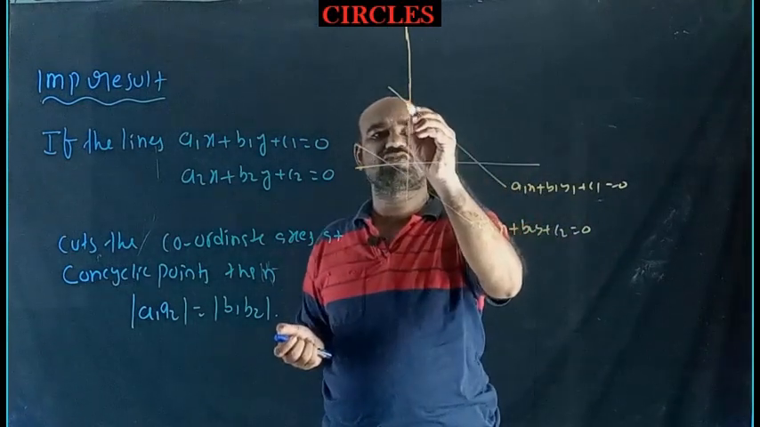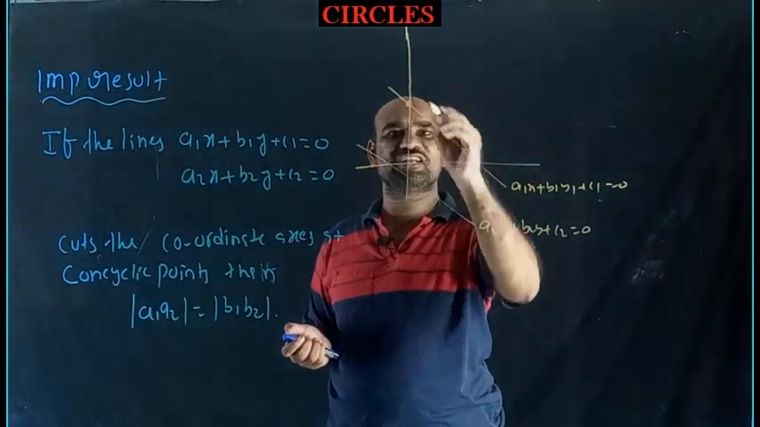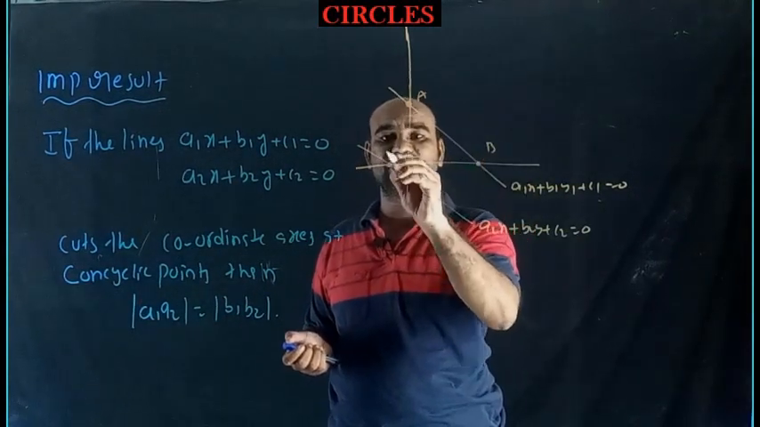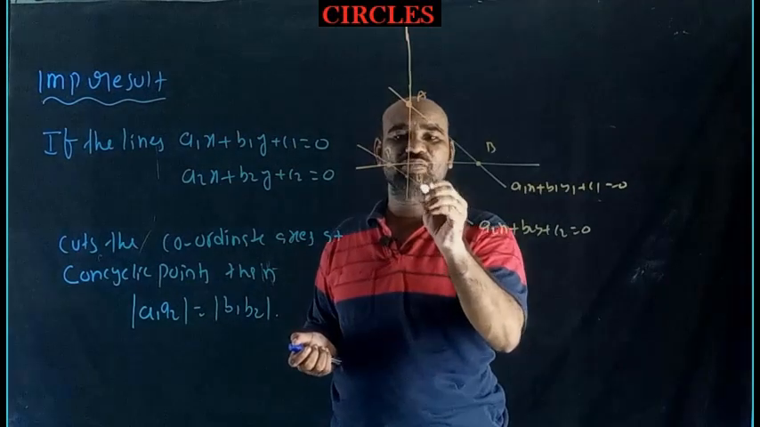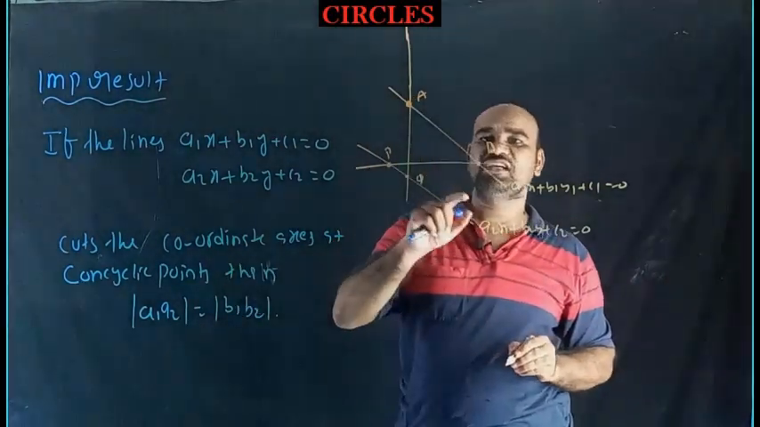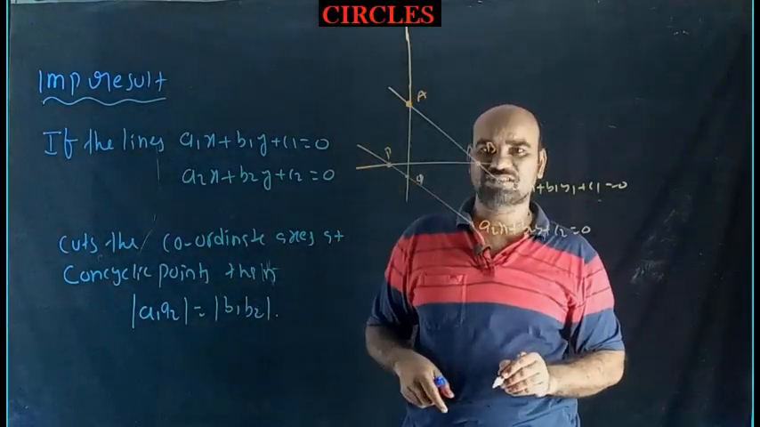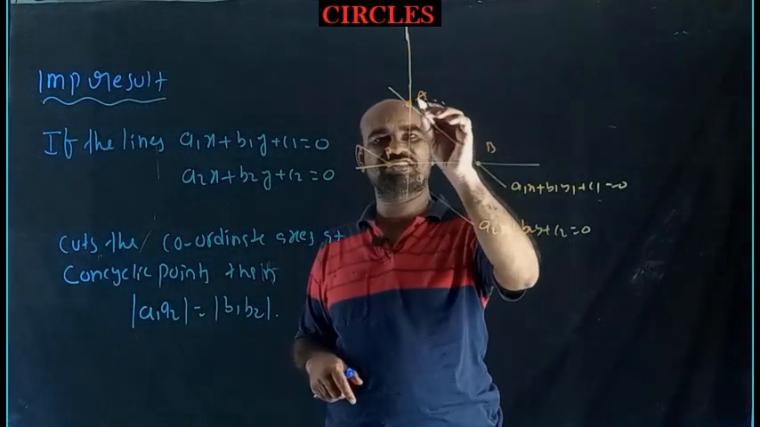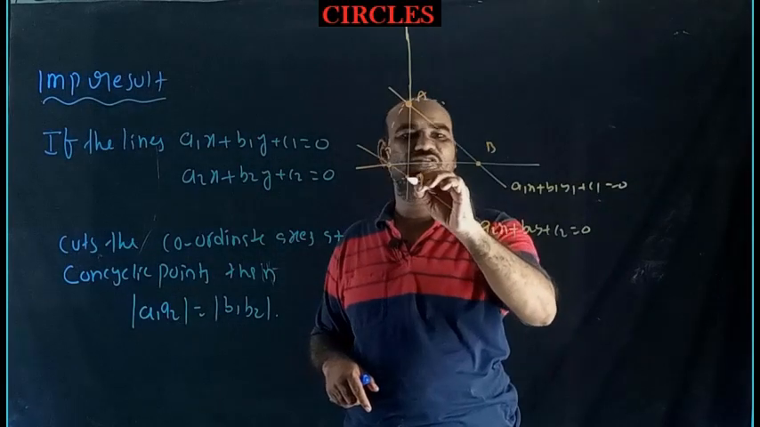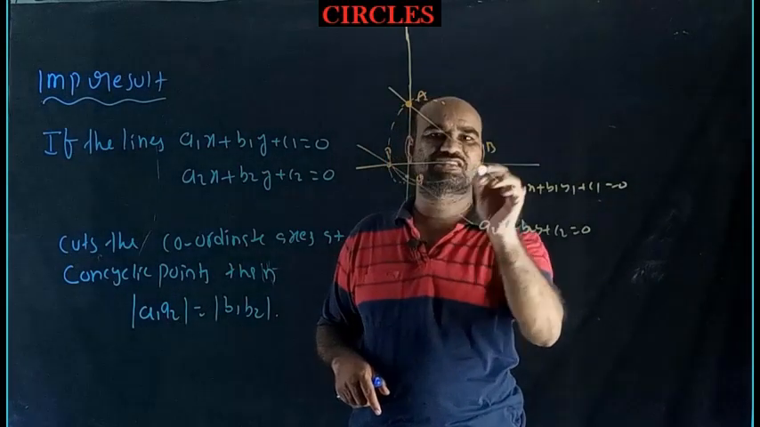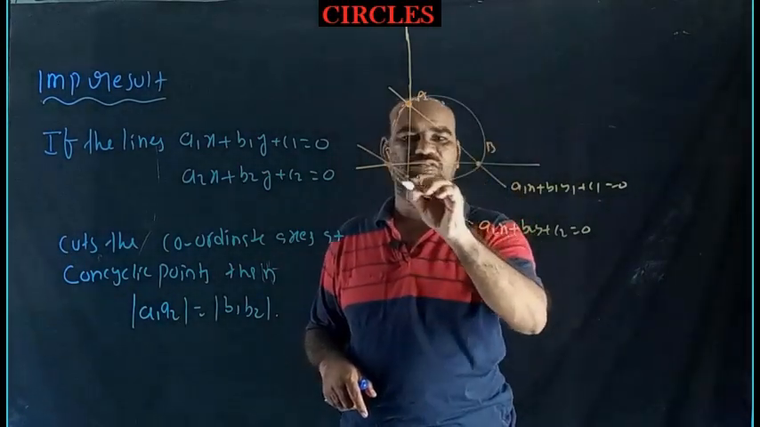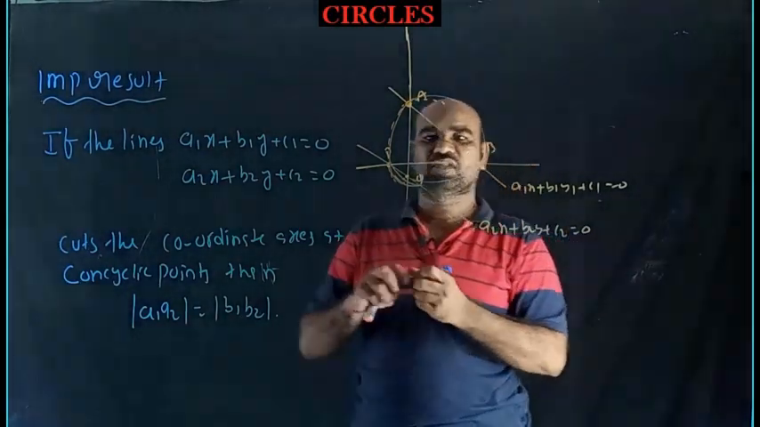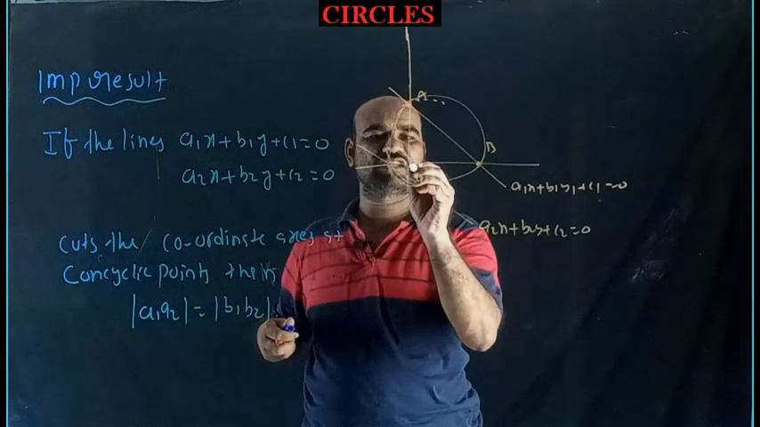Okay. So what the meaning of the problem is: the first line intersects the coordinate axes at A and B. The second one is at P and Q. According to the problem, A, B, P, Q are concyclic points, which means there exists a circle that passes through these 4 points. Okay, concyclic points. Assume that this is O, the center O.